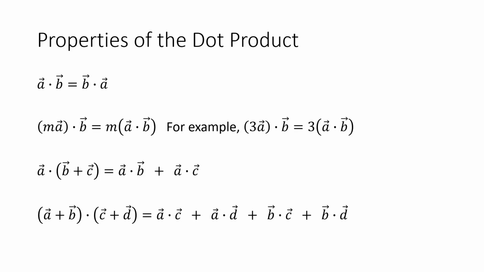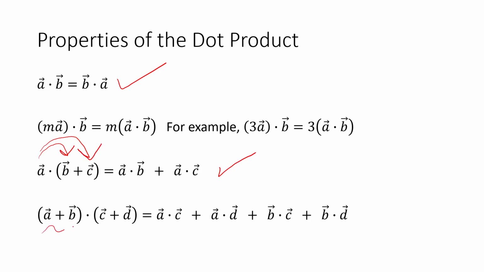Now let's talk about some properties of the dot product. Very convenient, friendly ones. First of all, A dot B will equal B dot A. Secondly, MA dotted with B will be equal to M times A dot B. Thirdly, the distributive property works with dot product. So A dotted with the sum B plus C will be equal to A dot B plus A dot C. That's a very convenient one.